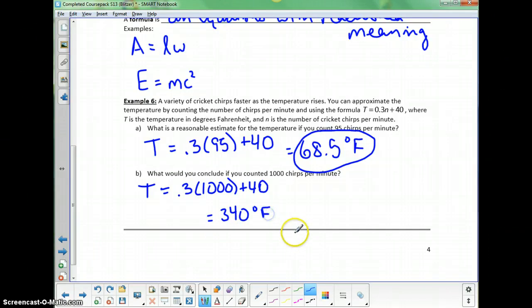What would I conclude if I counted 1,000 chirps per minute? Well, it would have to be 340 degrees Fahrenheit, which is impossible without everything catching on fire. Water boils at 212 degrees, so that's awfully hot. So that would be my conclusion, that it's not possible for there to be 1,000 chirps per minute. Another possible conclusion could be that there are multiple crickets and you're counting all of their chirps instead of the chirp of a single cricket. And that is the end of the first section.